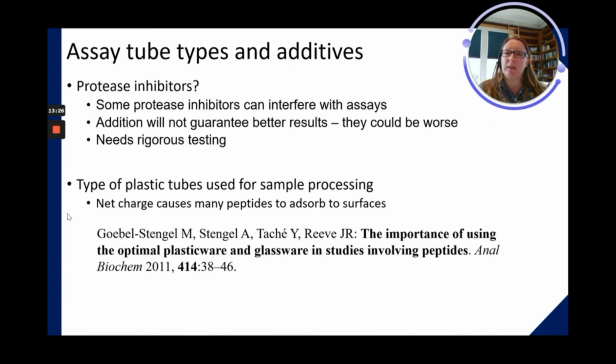Depending on your analyte, you also have to factor in whether it might adsorb to the plastic that you're using in your tubes. So many peptides like CGRP have a net charge, which causes them to adsorb to surfaces. And that's discussed in this paper here. So you also just need to bear in mind whether you're going to lose your sample onto the plastic throughout the course of processing your sample.